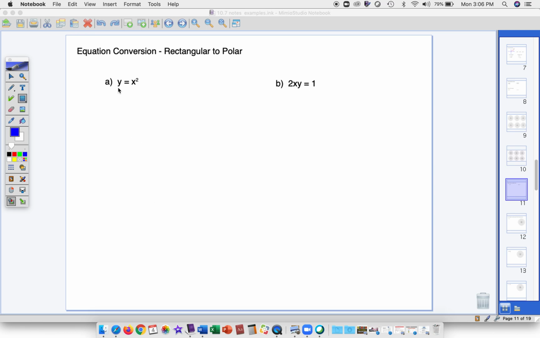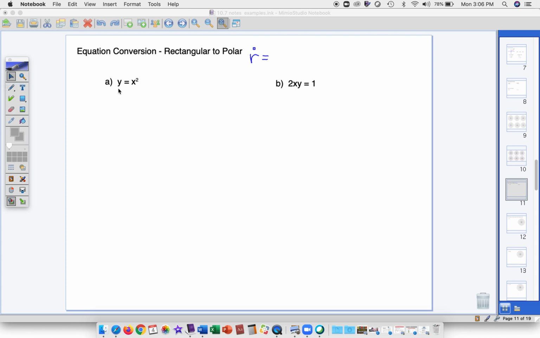With our first equation, we have y is equal to x squared. So our goal is to change what was rectangular into a polar equation. If possible, we want to get it into the form r equals. Keep in mind that's not always possible. There are polar equations that don't have any r in them at all, which you'll see as we go along. But if we can, we like to get in the form r equals.